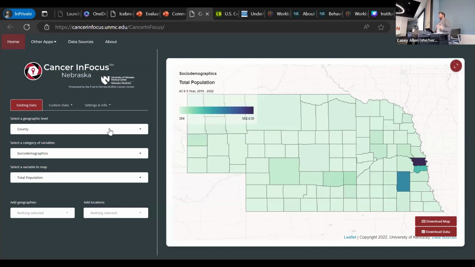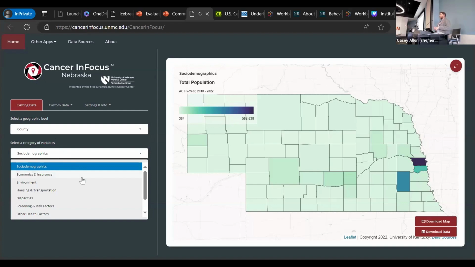So the first thing that you would do is select a geographic level. Are you interested in county level rates or census tract level rates? For our purposes, we're going to select county because we are going to be looking at some cancer-related metrics, and those are only available at the county level. But like environmental factors, if you were interested in looking at air pollution in parts per million, for example, that's something that's actually only available on the census tract level. So there are some limitations to the data. Some of them are only available on the tract level, and then some of them are only available on the county level. So we'll select county.